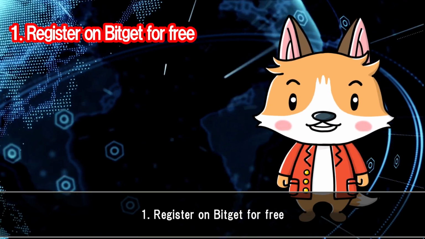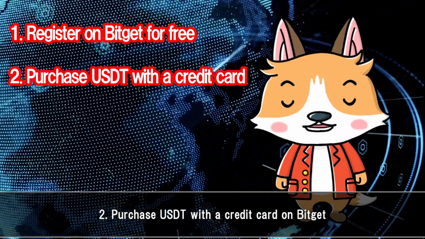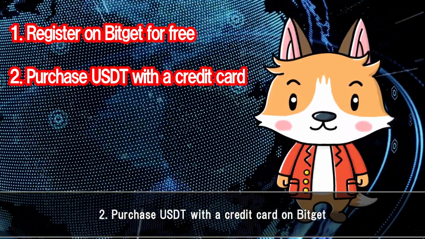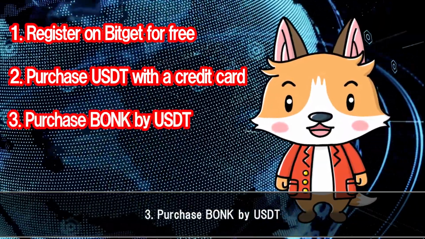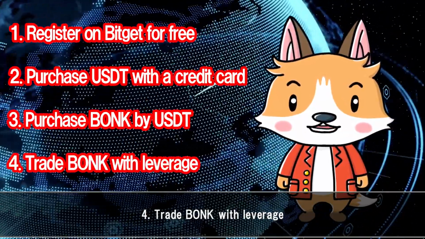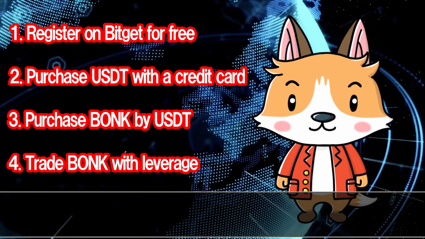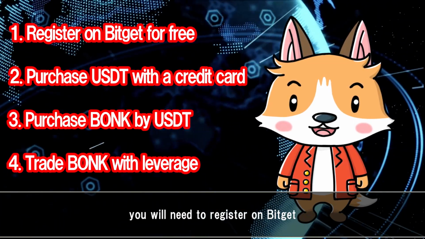1. Register on Bitget for free. 2. Purchase USDT with a credit card on Bitget. 3. Purchase BONK by USDT. 4. Trade BONK with leverage. In order to buy BONK and trade with leverage, you will need to register on Bitget.